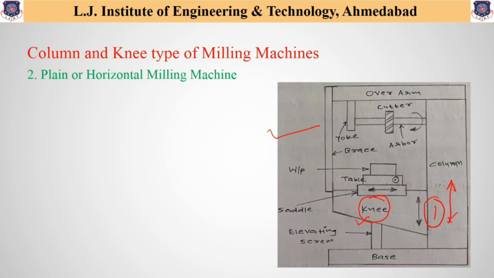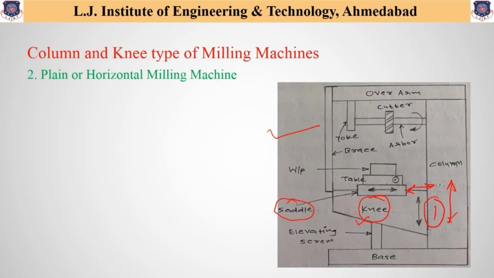Now second, cross movement. That is possible by moving the saddle along the guideways available on the knee. So with the help of the saddle, this table can be moved in cross movement or in cross direction. So this cross movement can be obtained by using the saddle for the table.